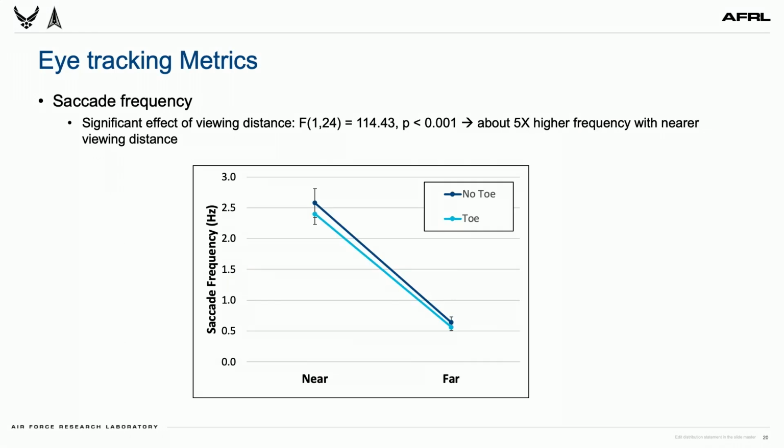Eye tracking metrics, saccade frequency, we got a huge effect of this. So near viewing distance, you had much greater frequency of saccades, about 5 times, indicating most likely increased visual strain, or eventually if you did this task over a long enough time, you would get increased visual strain.